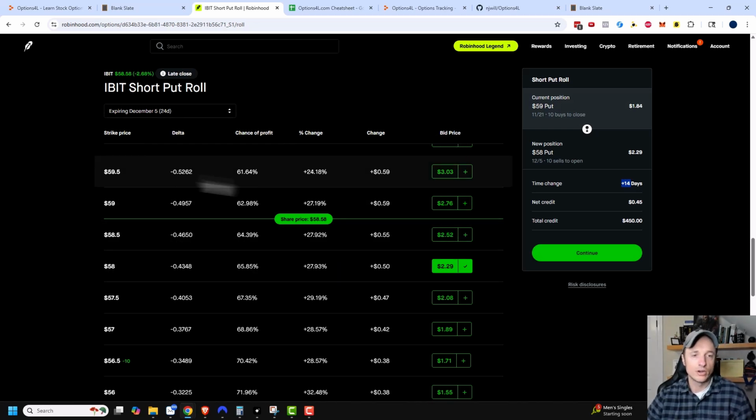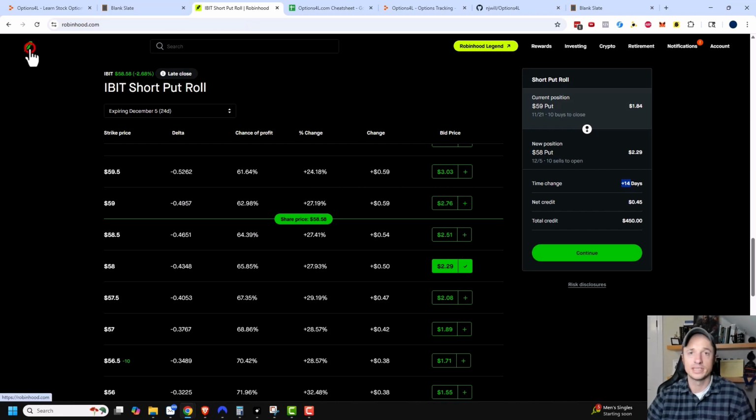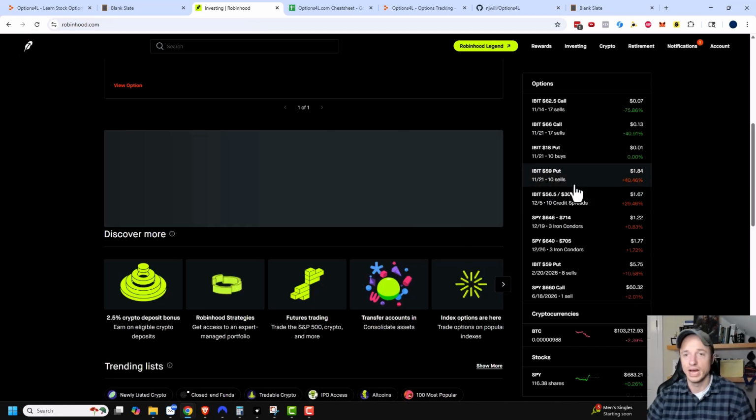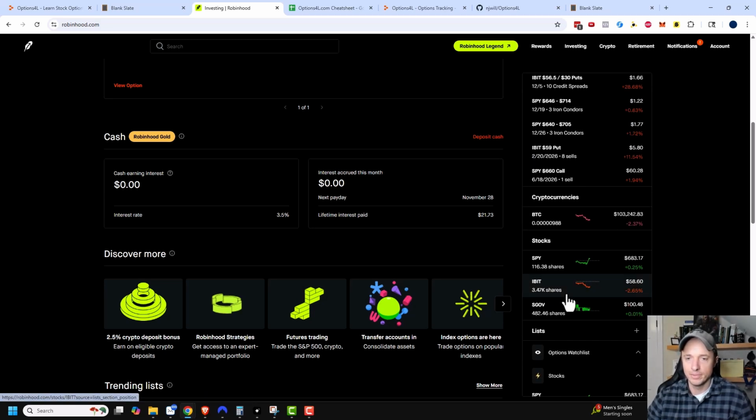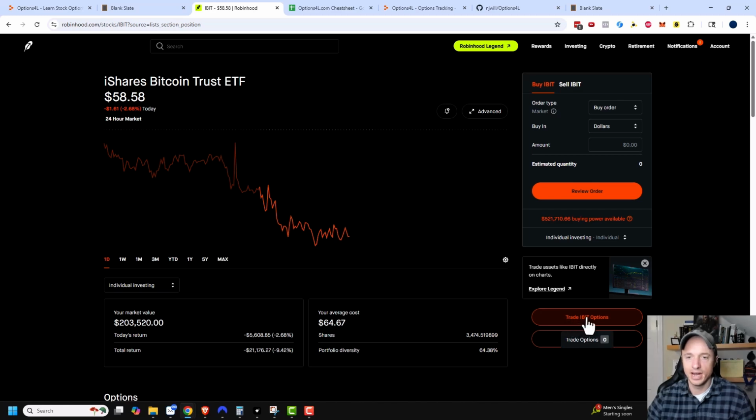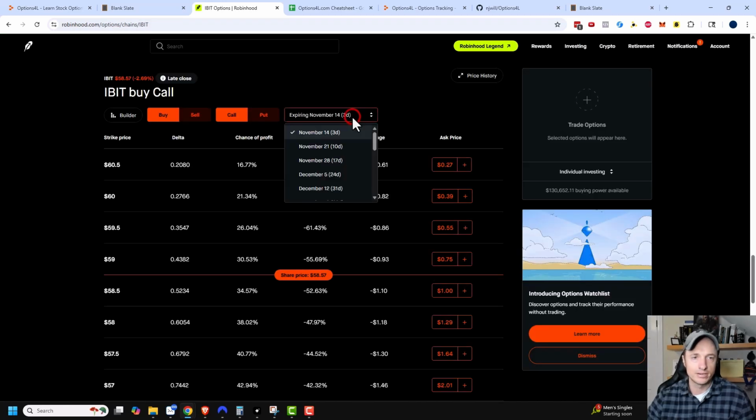So that's one way you can go ahead and roll options. You just go to your particular option and you click on roll option. Another way is to actually go to the option chain itself, and you can manually construct these rolls. And this is what you would do on a multi-leg option strategy. So let's go ahead and do that real quick. So I could come to IBIT here, and I'm going to trade IBIT options, and I need to go to my particular expiration date.